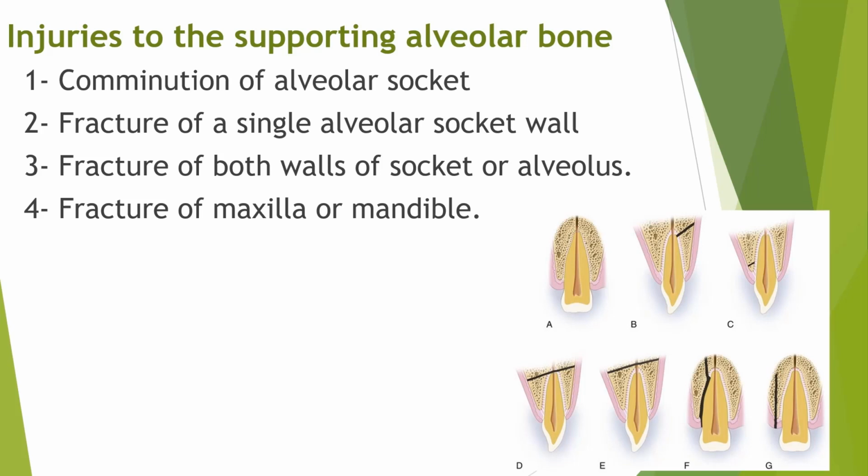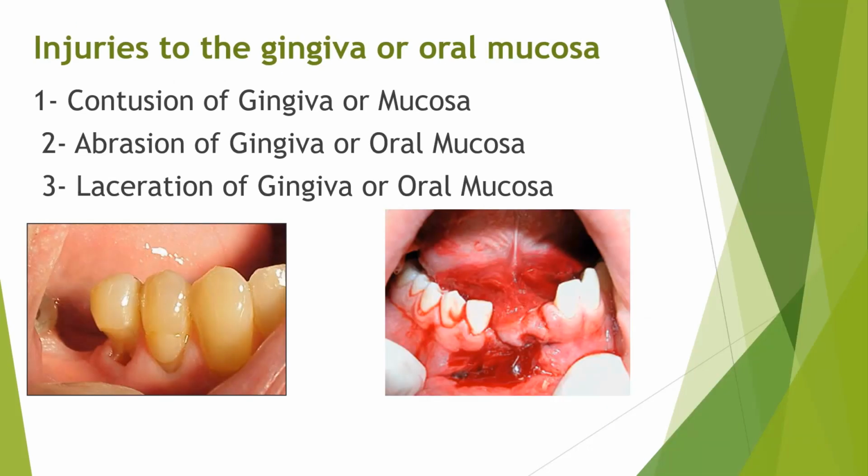3. Fracture of both walls of the socket or الالفيولس، يعني راح يصير fracture بالfacial والlingual or الbuccal والlingual wall of the socket. A fracture of maxilla and mandible, here fracture will involve the alveolar bone with or without the socket. آخر شيء راح نحكي على injuries to the gingiva or oral mucosa.